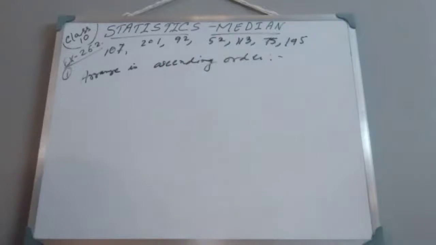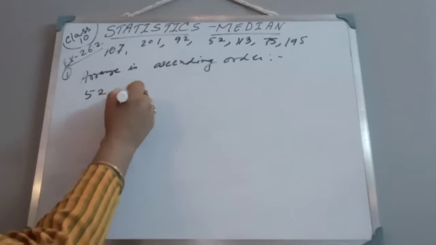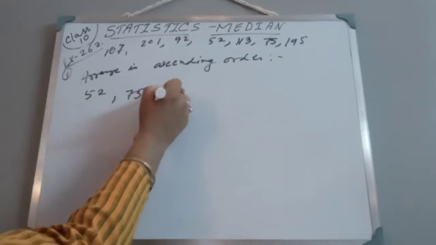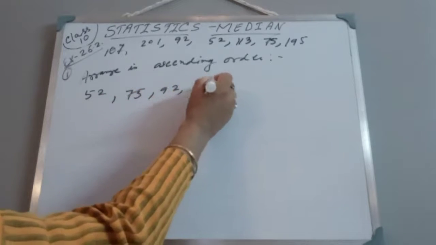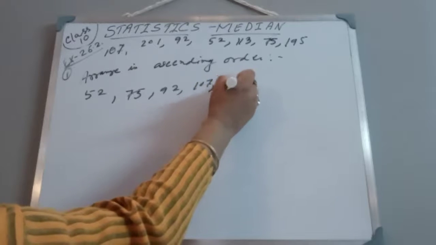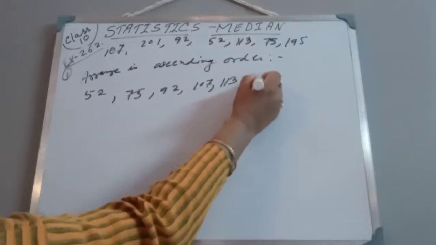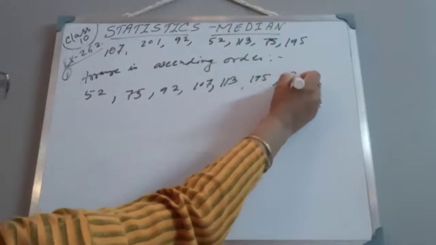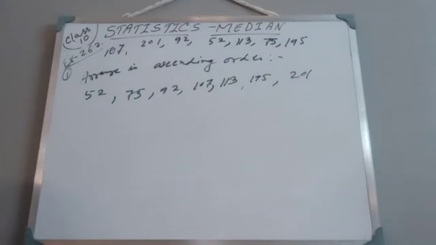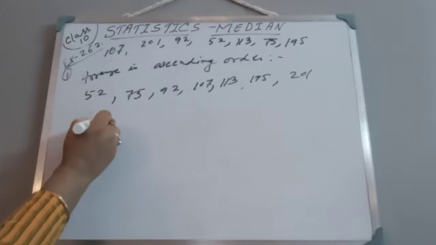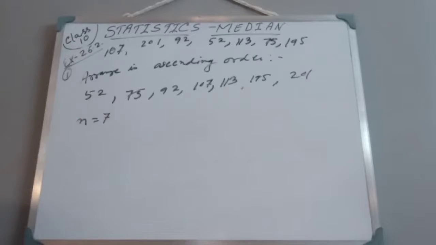Arrange in ascending order. So let us write with 52. At first 52, then it comes 75, next 92, next 107, next 113, next 195, next 201. Okay, now how many values are there? There are n is equal to 7 values.